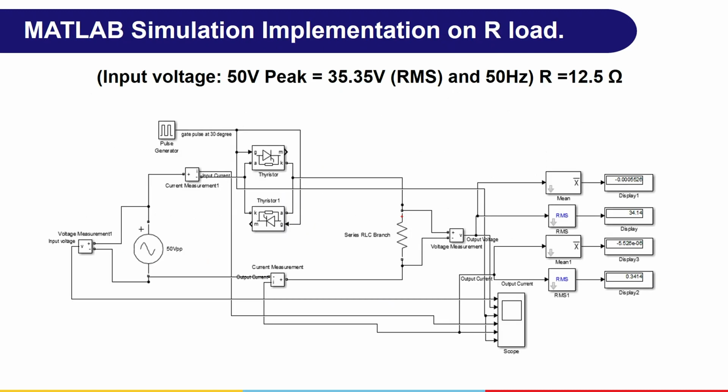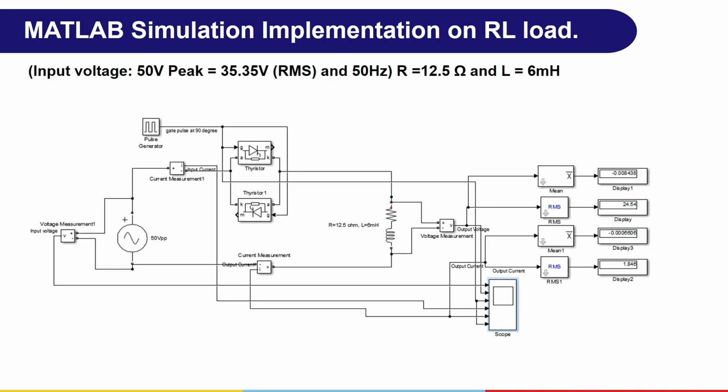MATLAB simulation implementation on R load. Input voltage 50 peak equals 35.35 RMS and frequency 50 Hz. R is 12.5 ohm. This is a Simulink model using TRIAC. MATLAB simulation implementation on RL load. Input voltage 50 peak equals 35.35 RMS and frequency 50 Hz. R is 12.5 ohms and L is 6 millihenries.